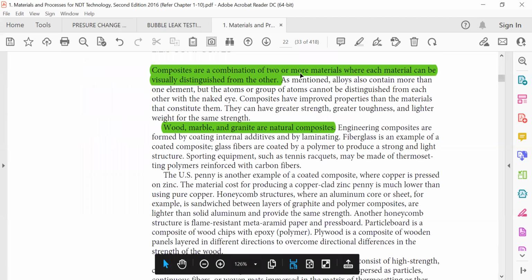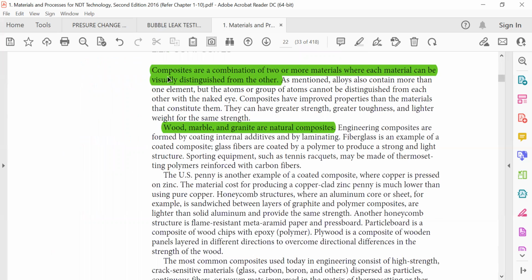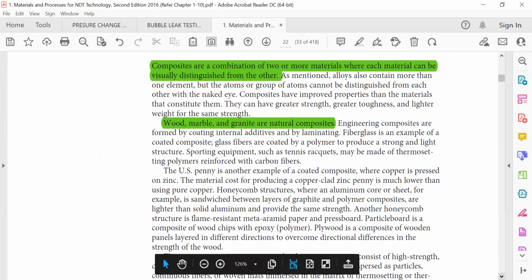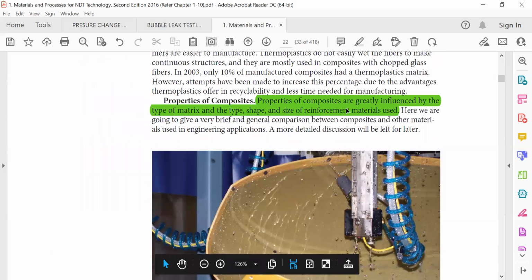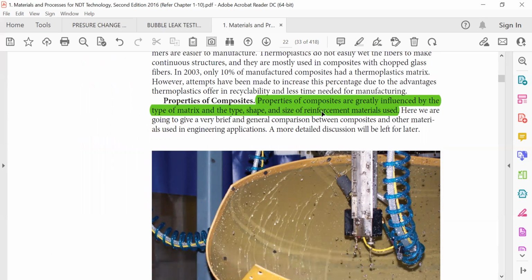Composites are a combination of two or more materials where each material can be visually distinguished from the others. Wood, marble, and granite are natural composites. Properties of composites are greatly influenced by the type of matrix and the type, shape, and size of the reinforcement material used.